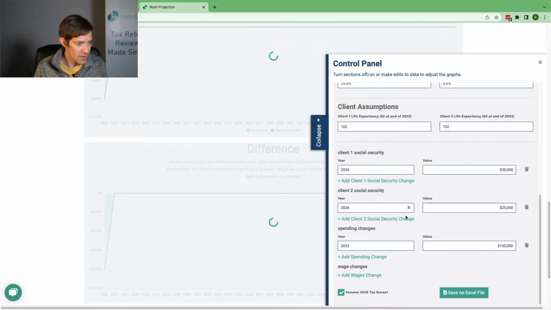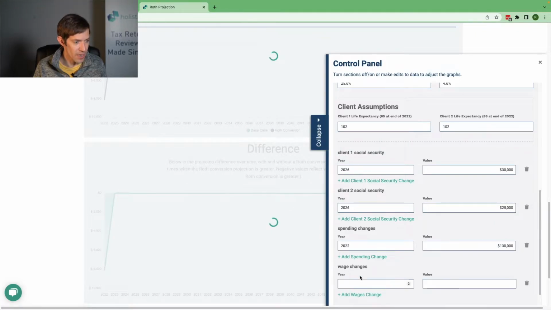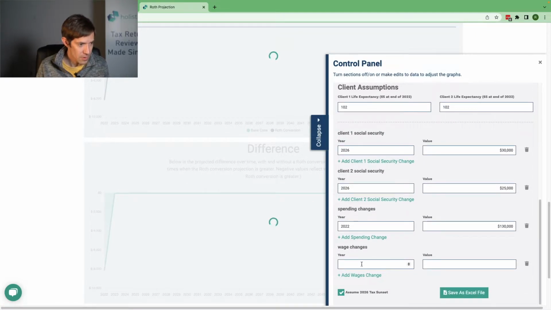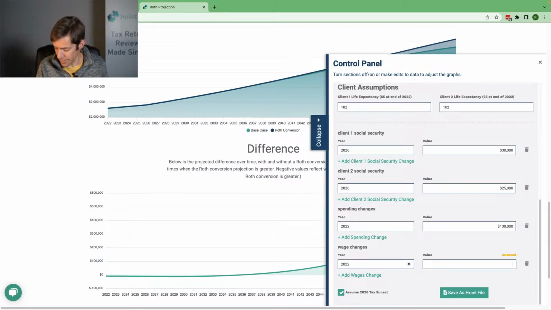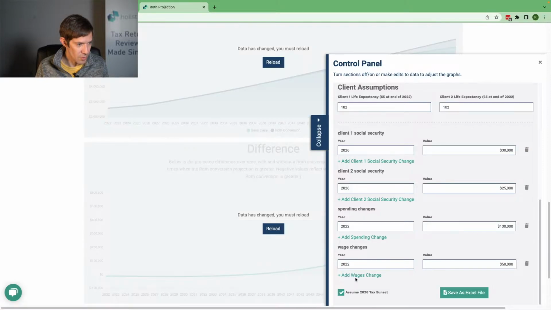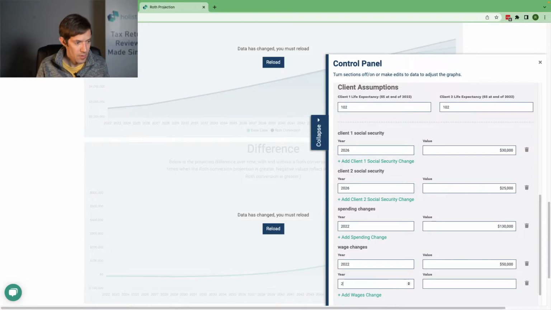Let's put in some wages. Let's say this person isn't quite retired yet. So let's say in 2022, they're making, I had numbers here I wanted to use, $50,000. So close to retirement. We'll say in 2024, they fully retire, right?